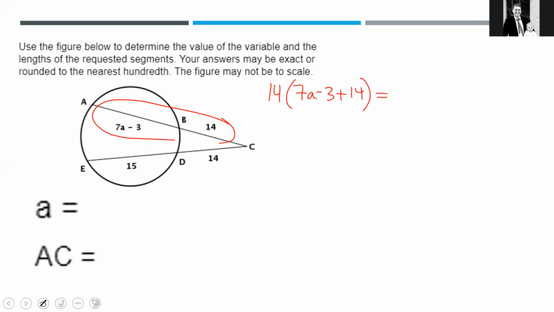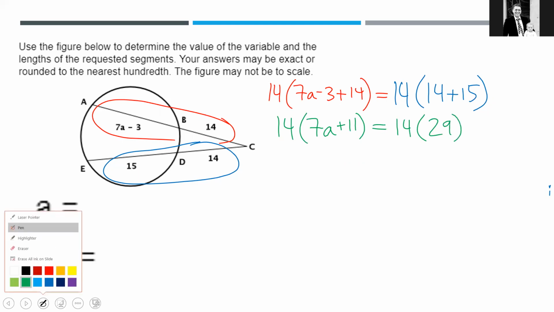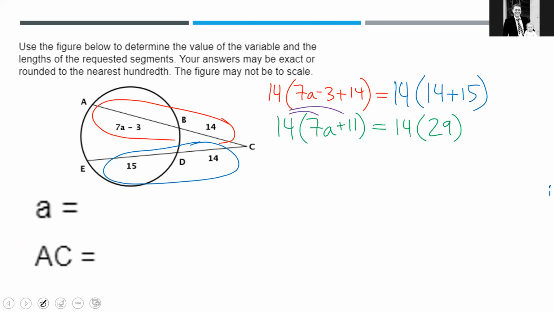Equals the other secant, 14 times 14 plus 15. Now let's do a little bit of combining like terms here. So we'll have 14 times 7a, negative 3 plus 14 is 11. Equals 14 times 14 plus 15 is 29. Okay, now let's do our multiplication. On this one, we'll have to distribute, and then there's only two numbers over on the other side. So 14 times 29 will give us that 406. Over here, 14 times 7 will give us 98a plus 14 times 11, which will give us 154.